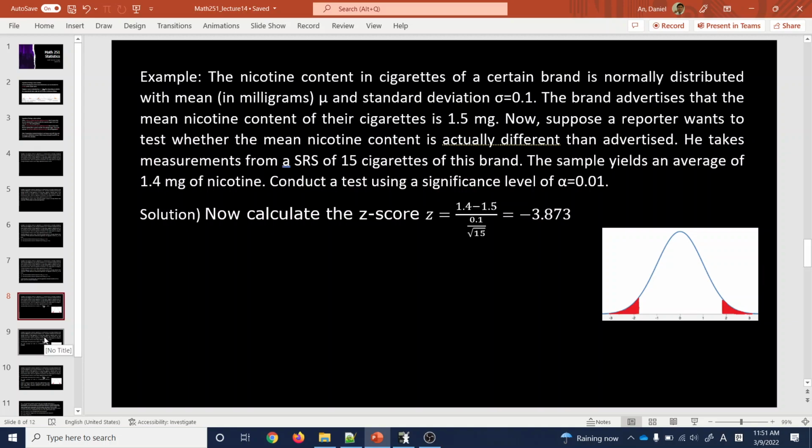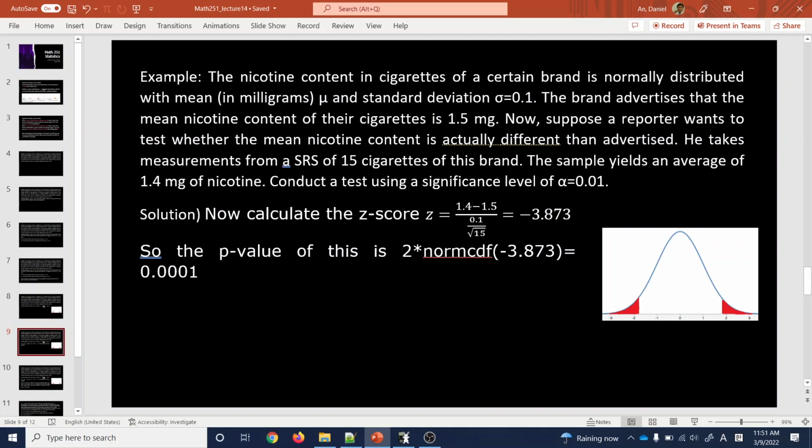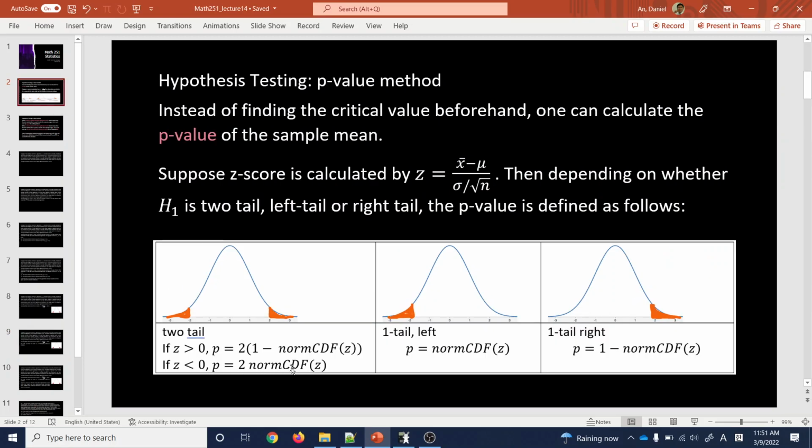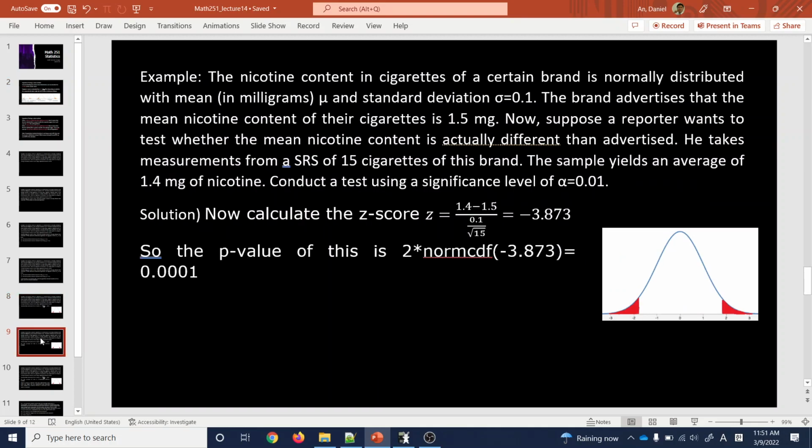Now, let's see what that means. If you take the norm CDF of negative 3.873 and multiply by 2, all I'm doing is applying this case, right? If z is less than 0, the p-value should be twice the norm CDF of z, because you get this orange one if you just do the norm CDF of z, but then you have to double it. So that's the formula that we're using. And the value came out to be very small, 0.0001.